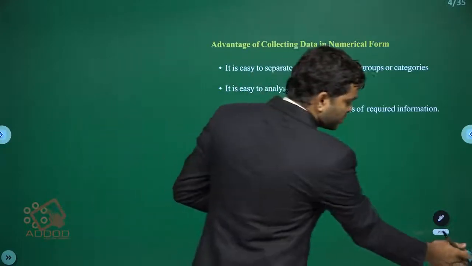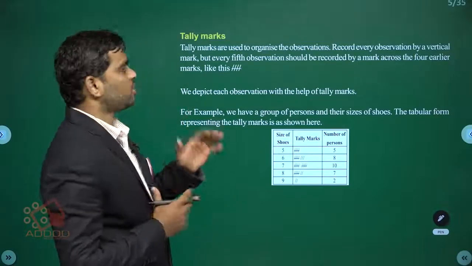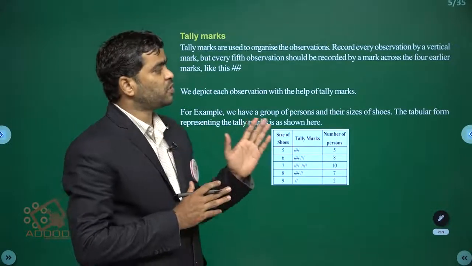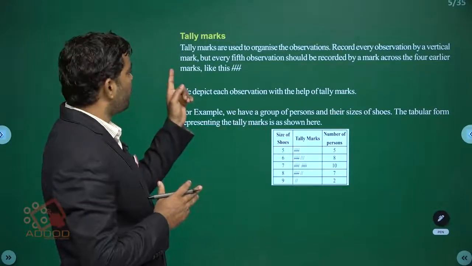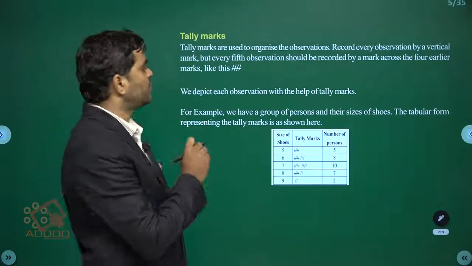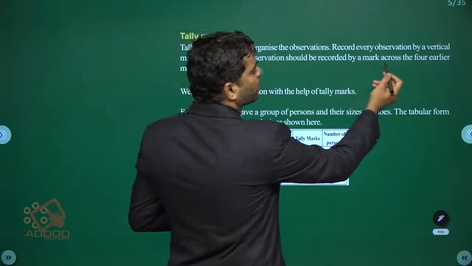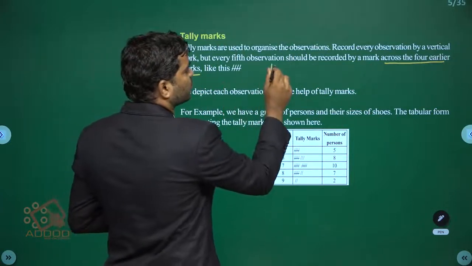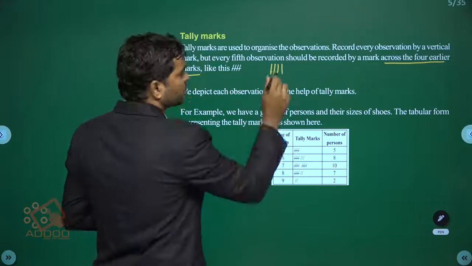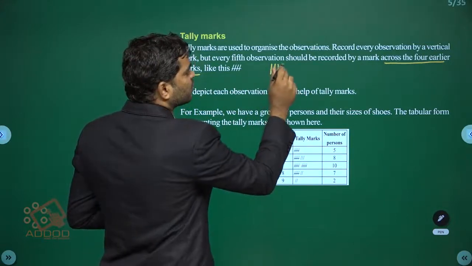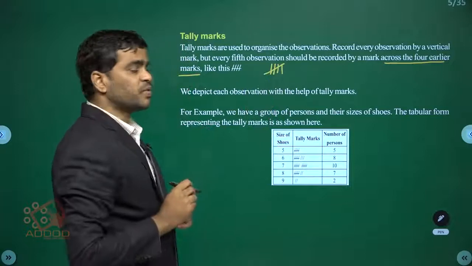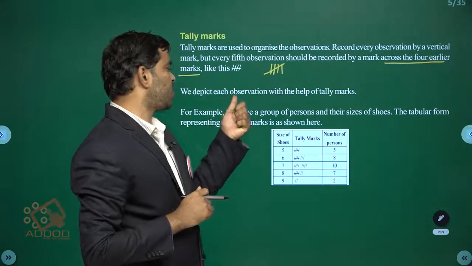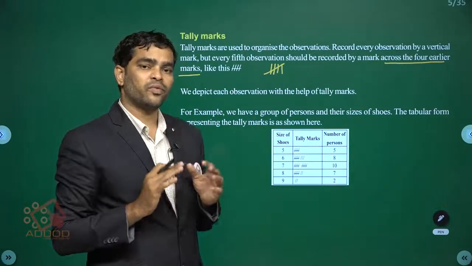These are the advantages. What are tally marks? Tally marks are used to organize the observations. Record every observation by a vertical mark, but every fifth observation should be recorded by a mark across the 4 earlier marks, like this. For example, to represent 5 observations, after the 4th observation you have to cross it. That is the 5th observation, which is crossed. We depict each observation with the help of tally marks.